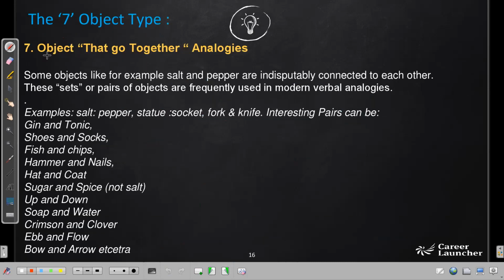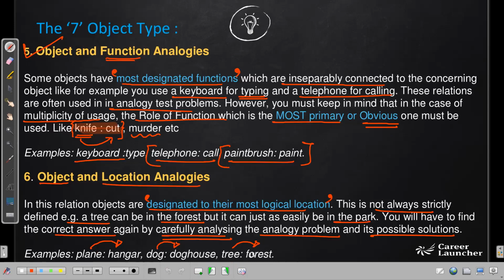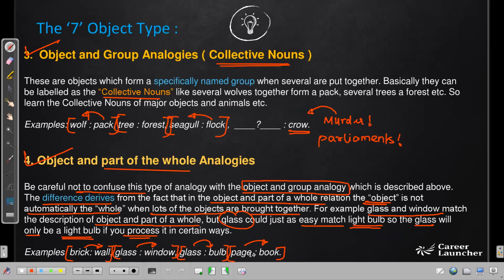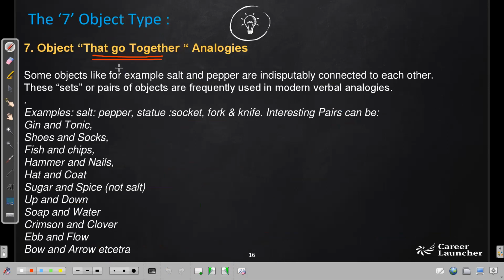And the last one, as I say, is objects that go together. They are separable entities. Do not confuse them with objects in relation, because those were inseparable, like plant and seed. A seed grows into a plant. But these are objects that go together. These are sets. Some objects, like salt and pepper, are indisputably connected to each other. These sets or pairs of objects are frequently used in modern verbal analogies.